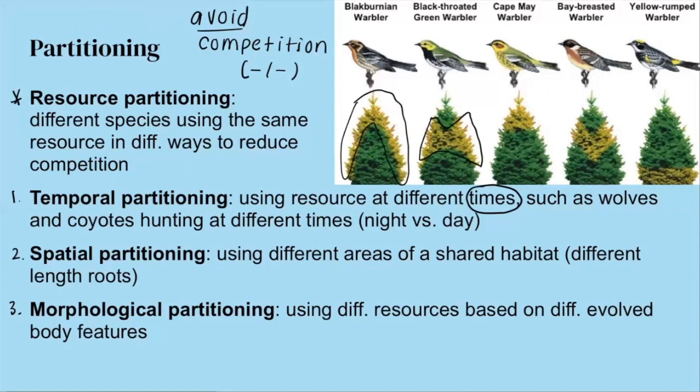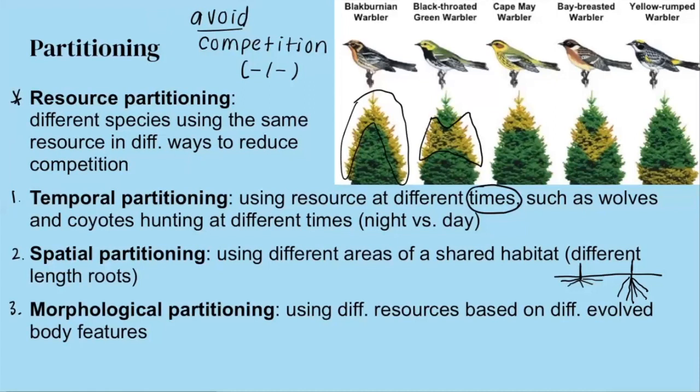So if this is soil right here, some plants will have really shallow roots that they'll use to get water and nutrients. And other plants will spend a lot of energy to create these really deep roots so they can get water and nutrients that are deeper in the soil. So those are both examples of spatial partitioning.